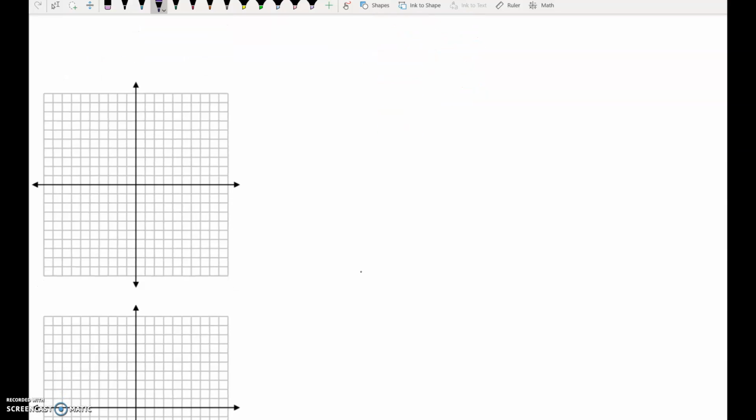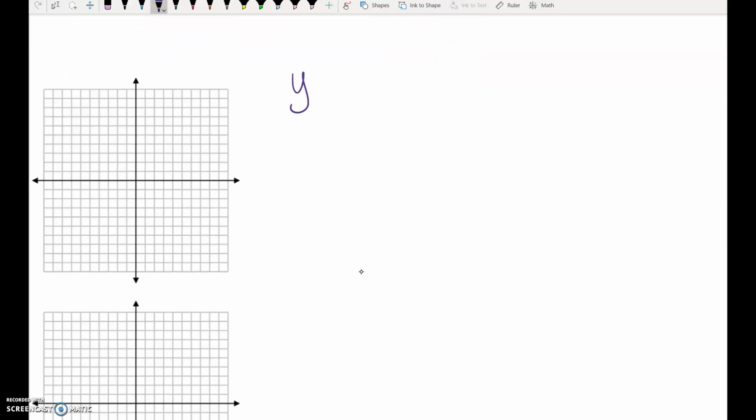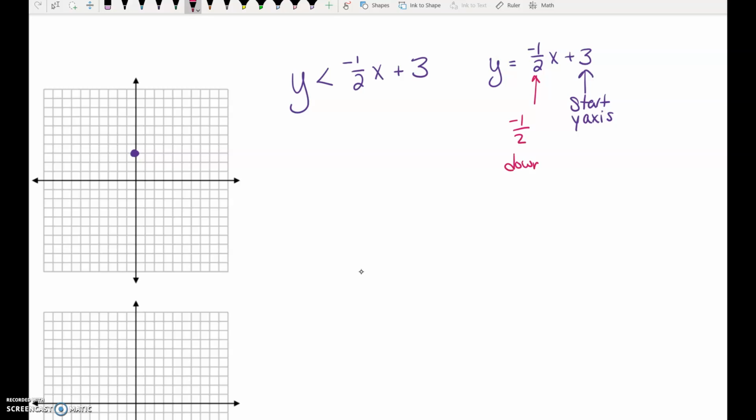Okay, the next thing we should talk about is the inequalities. So if we have like y is less than negative 1/2 x plus 3, first, we pretend that this is the line y equals negative 1/2 x plus 3. So we'd start at 3. Remember, this number is where you start on the y-axis. And then from that point, we'd use a slope of negative 1/2. Negative 1/2 is going to mean down 1, right 2. So down 1, right 2.